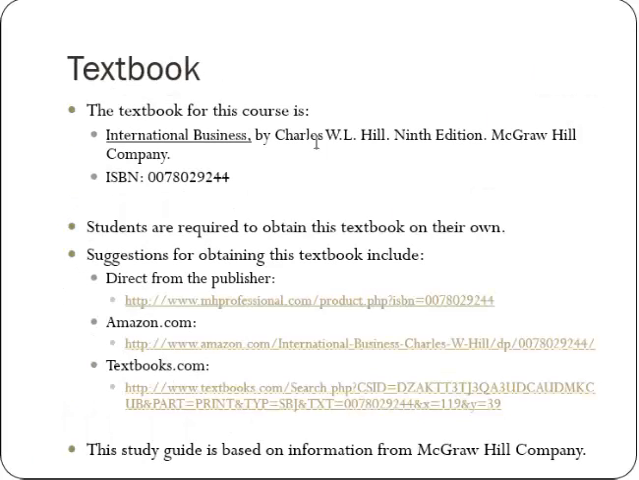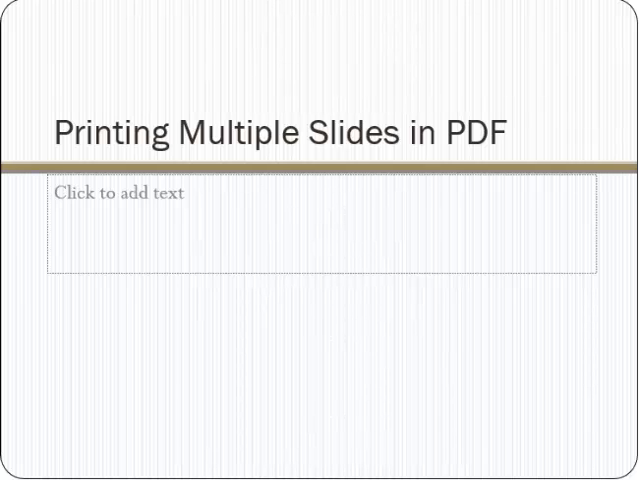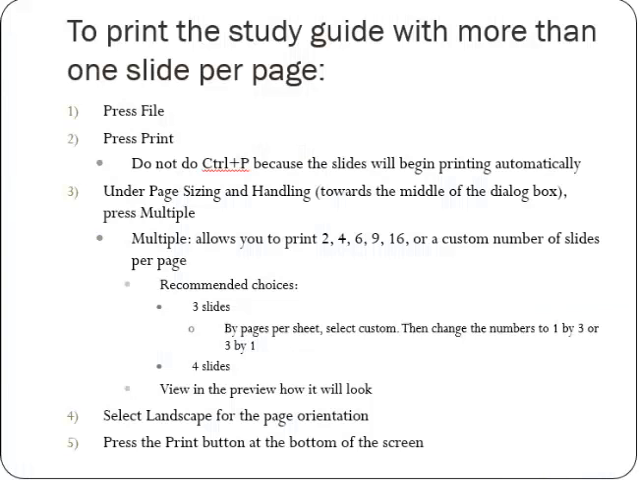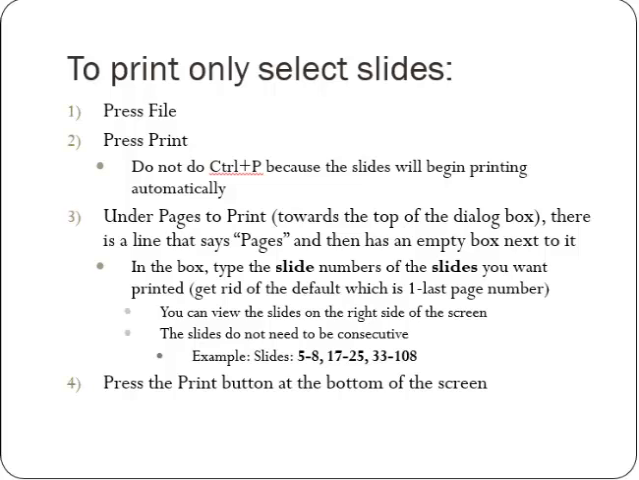We've got a textbook over here, which is International Business. You have the ISBN over here, so you can get a hold of it that way. Also in the syllabus, if you want to print out this PowerPoint presentation that I'm looking at over here to study and review, you can print it out without printing all 110 or 115 pages on separate pages. You can print them out 4 at a time by following these directions.